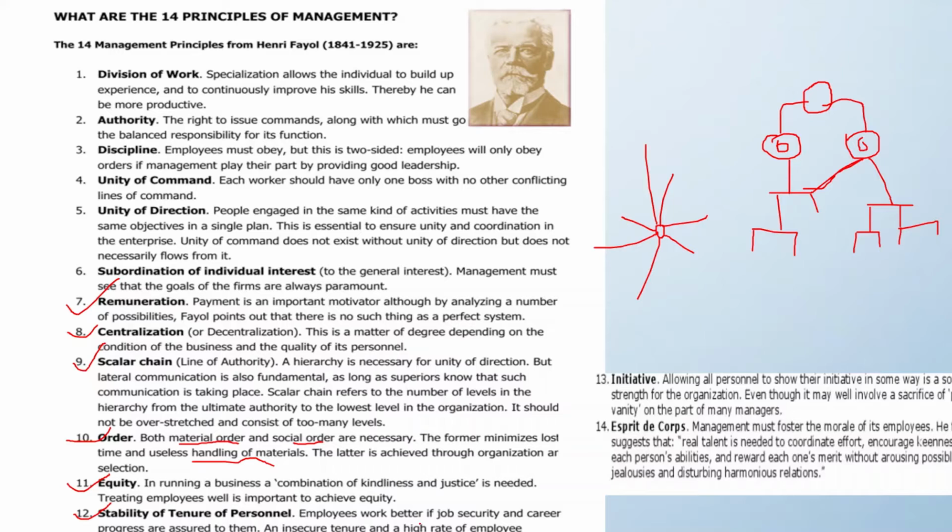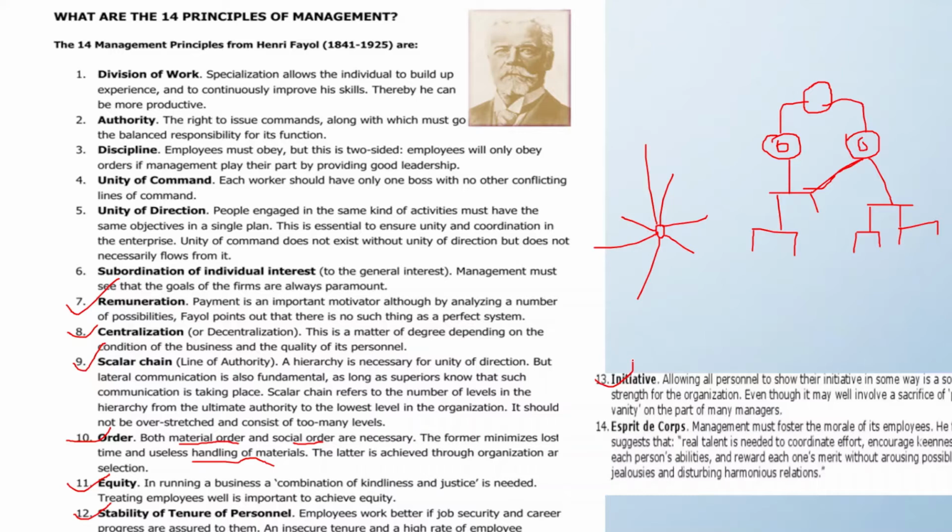Then number 13 is initiative. Allowing all personnel to show their initiative in some way is a source of strength for the organization, even though it may well involve a sacrifice of personal vanity on the part of many managers. Okay, this is a simple one but a tricky one.